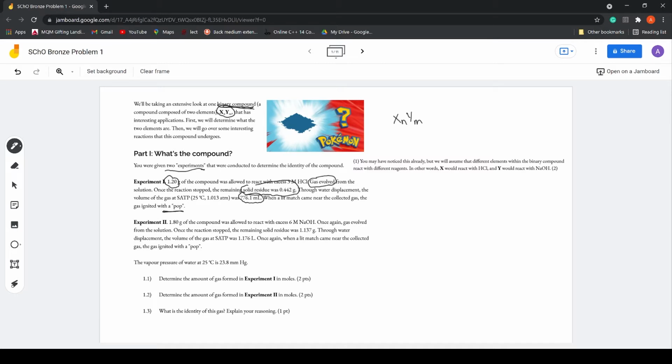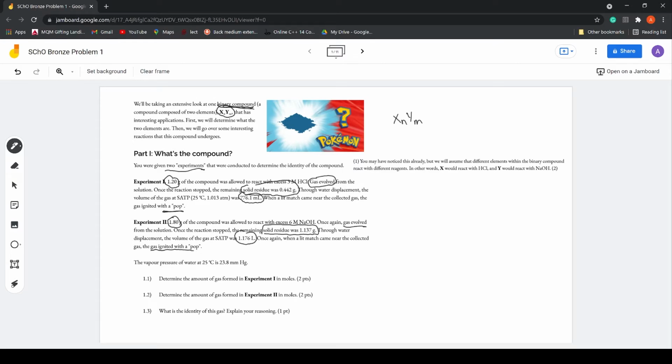So there's a bunch of clues in this experiment. Let's go over the second experiment, and then we'll talk about all the clues and what we want to recognize from them. Second experiment, 1.8 grams of the compound was allowed to react with NaOH this time, so it's a base reacting. Gas was evolved from the solution again. The reaction stopped. We have a remaining solid residue of 1.137 grams. So we still have a solid residue, different mass. Through water displacement, the volume of the gas at SATP was 1.176 liters. Once again, when the lit match came near the collected gas, the gas ignited with a pop.